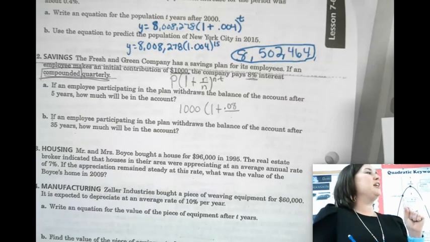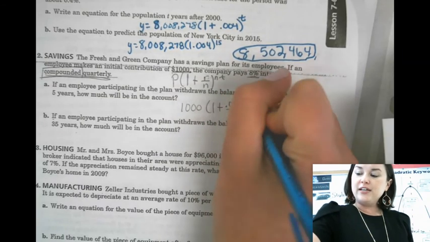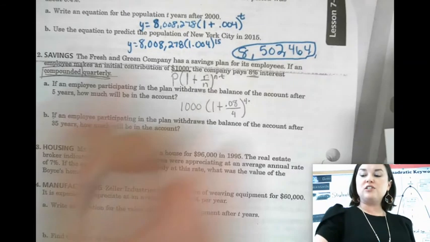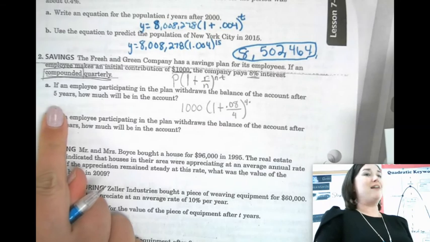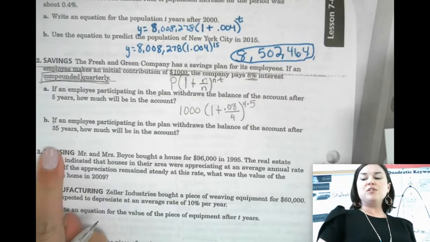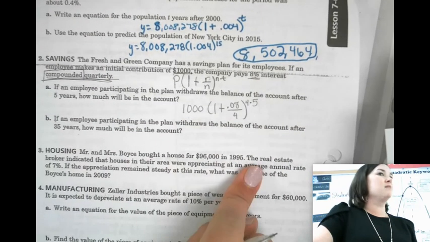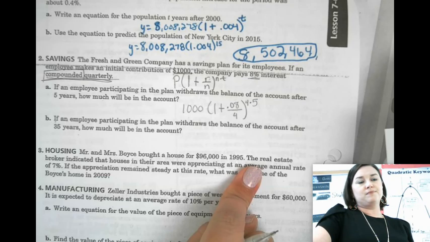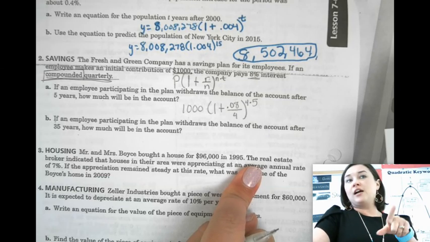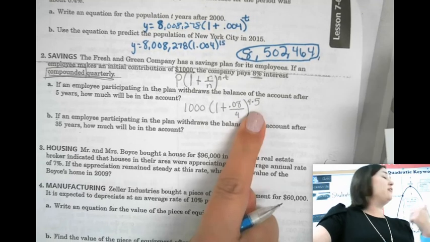And it said compounded quarterly. So how many times is that a year? 4. And then in our exponent, we do 4 times. And this first one says 5 years. The second one says 35 years. So what's the only thing that's going to change between our first equation and our second one? The amount of years. So the 5 will become a 35 in the second one.